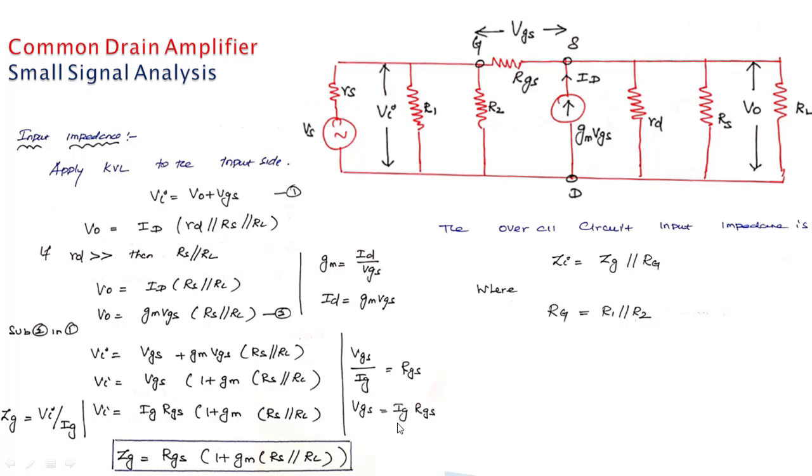That is the input impedance equal to VI divided by IG. So the input voltage here is VI.